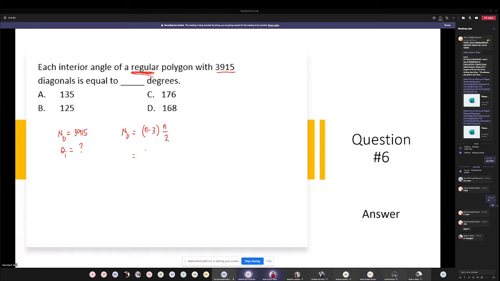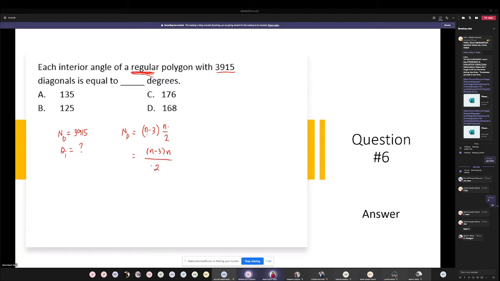Again, we don't have yet the value for n, but we are given the 3915, n sub d. So we need to solve for n. Take note, we have a product of n and n on the right side of the equation, so it's a quadratic equation. We need to multiply first the n minus 3 and n over 2. So we can multiply n minus 3 and n. Let me just put that here.